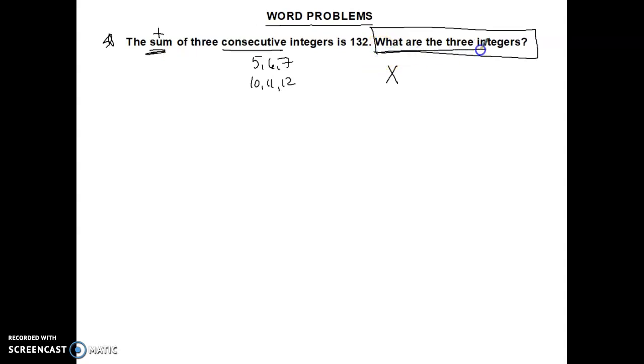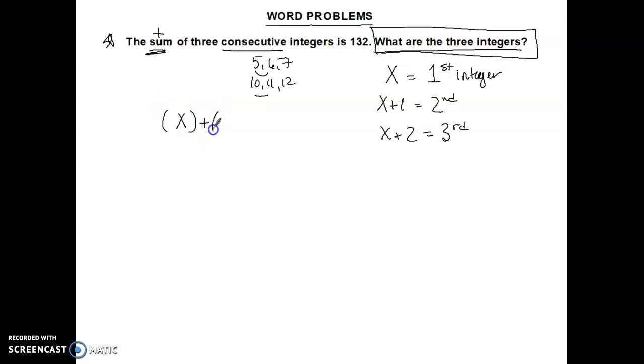So when I read that last statement, what are the 3 integers? I'm going to let x be the first integer. That means I have to relate the other 2 numbers to x. Well, if I look at these consecutive integers, the next number is 1 bigger. So x plus 1 can represent the second integer, and then x plus 2 represents the third. Now I can set up the equation. x, that first integer, plus the second one, plus that third integer, added up to give you 132.